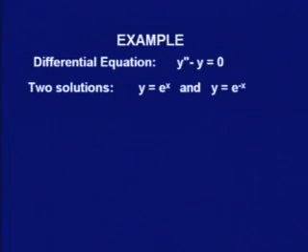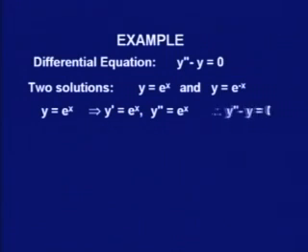So, let us see it one by one. First take y is equal to e to the power x. It says y dash would also be e to the power x, and y double dash will also be e to the power x. So, we are getting y double dash and y, they are the same. So, we will satisfy the equation y double dash minus y equals 0. So, this is a solution.